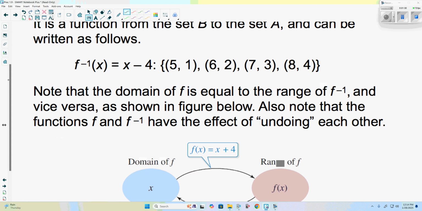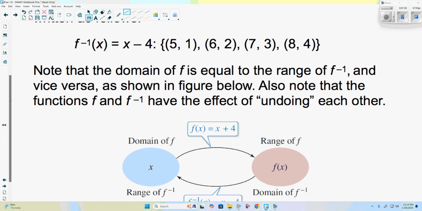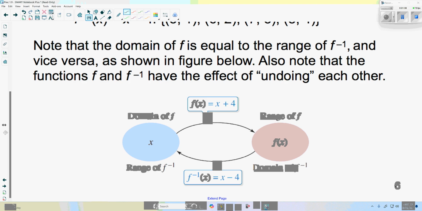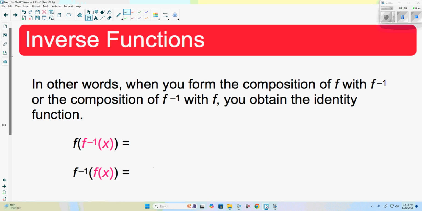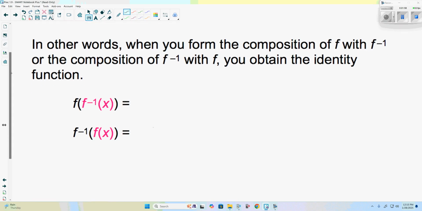And that's all this is signifying here, that x minus 4 is the inverse of x plus 4. So x plus 4 takes a value in the x, our domain, and maps it to the range value. And the inverse takes that y value and brings it back to the corresponding x. It goes from one to the other as an undoing effect. So in other words, when you do a composition of the inverse and a function, you obtain the identity function.